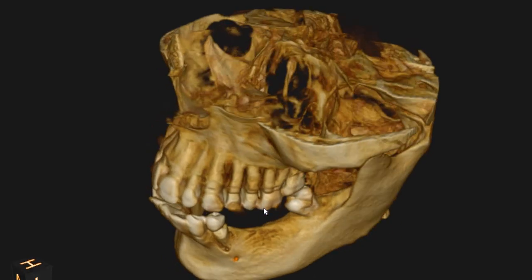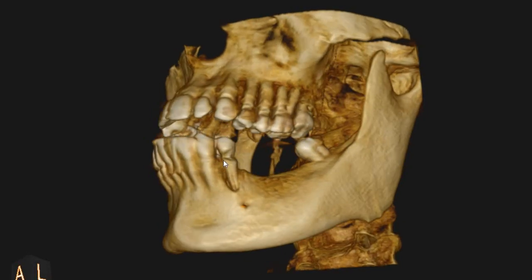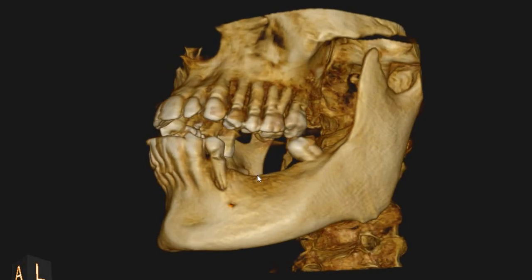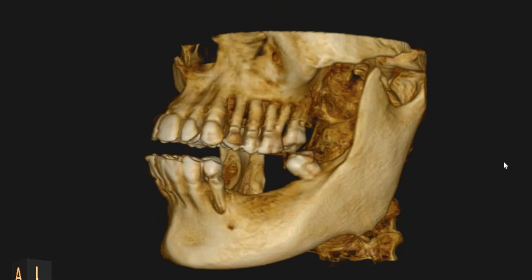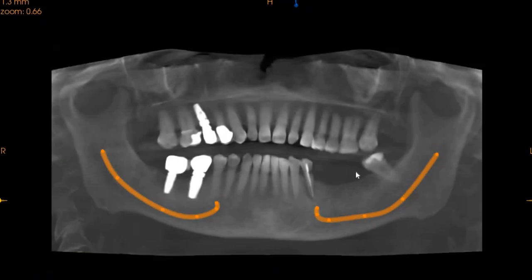This is the CBCT of the patient that you had requested. The area of interest is the lower left 4, 5, 6, and 7 region for implant placement. On the panoramic view, you can see that these are in the edentulous area, and here we can show you that the lower left 4 is root canal treated but has a major periapical radiolucency and bone loss around it.